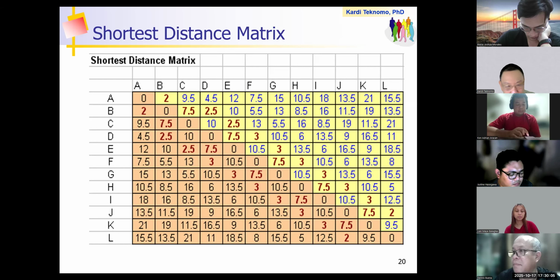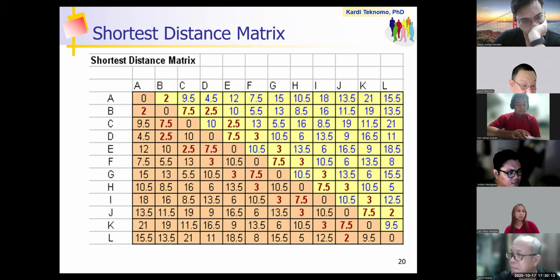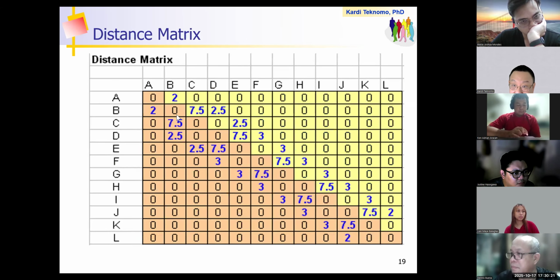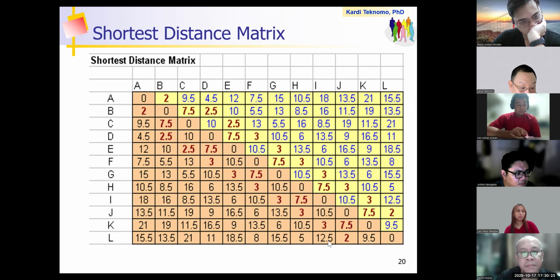I think in one of my labs, either in IFN transport or somewhere, I already created this. So all you need is to input the distance matrix, and then you can get the shortest distance matrix.